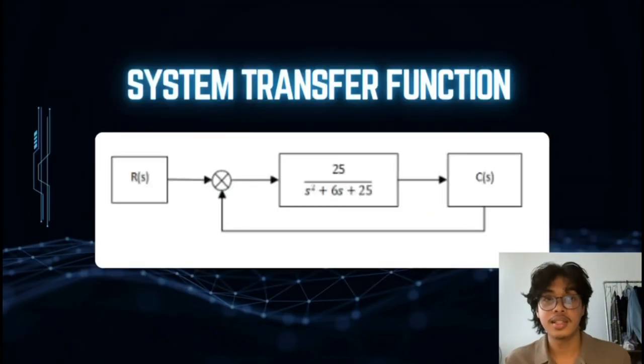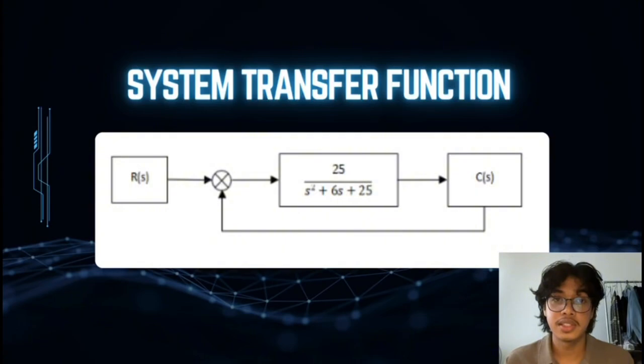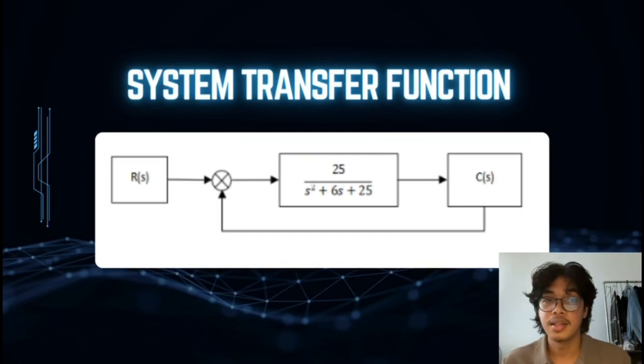Moving on to the next slide, I will explain the system transfer function. The transfer function is a mathematical method that describes the relationship between the input and the output of the air conditioning system. For our project, the transfer function is G(s) equals 25 over s squared plus 6s plus 25. This is a second order transfer function because the highest power of s in the denominator is 2.